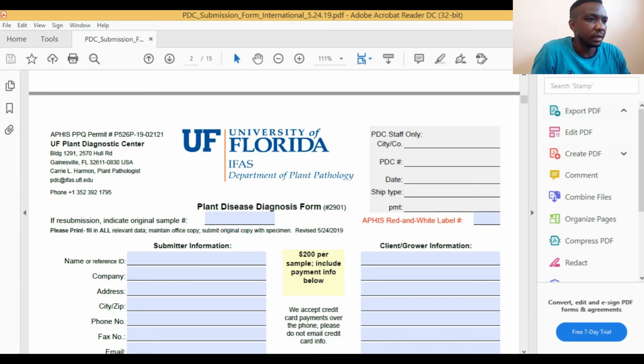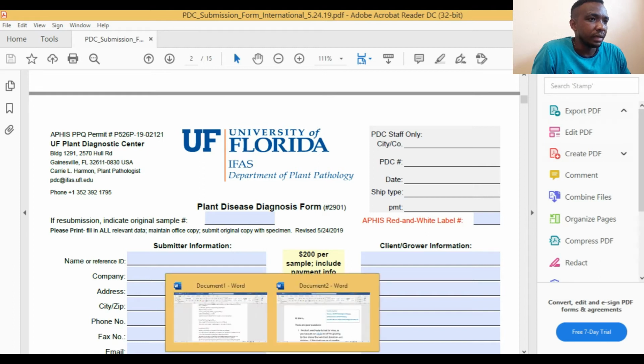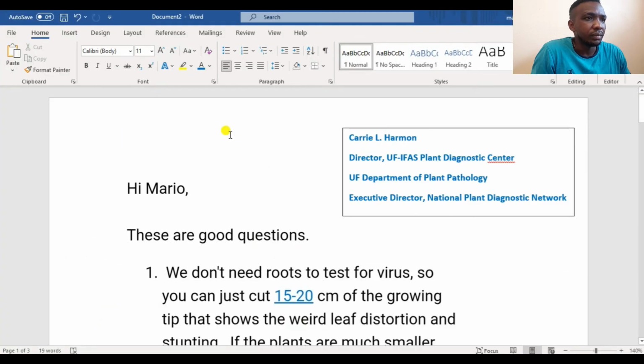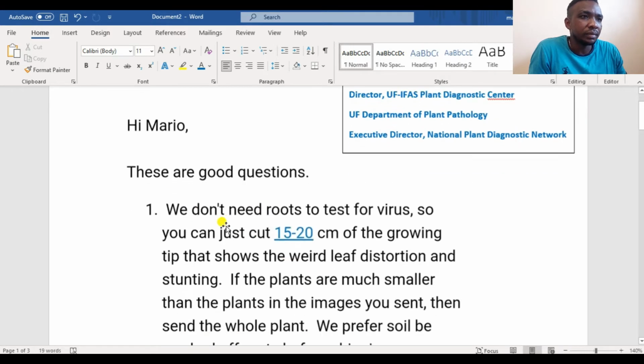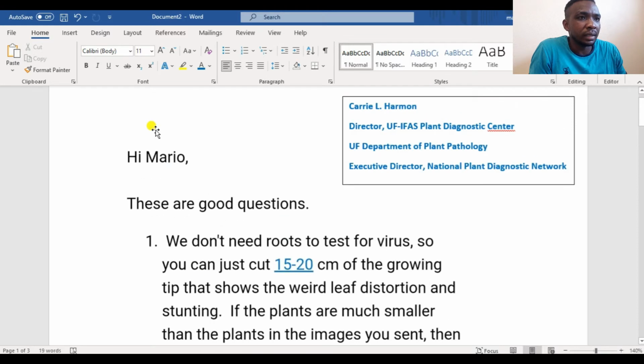Now, let us look at another document, right? Those are the forms that you get. So after I got those forms, I asked some questions. This is the person, Dr. Arman, who is in charge of the lab. This is her information here. And I asked a question, and this is what the response was.